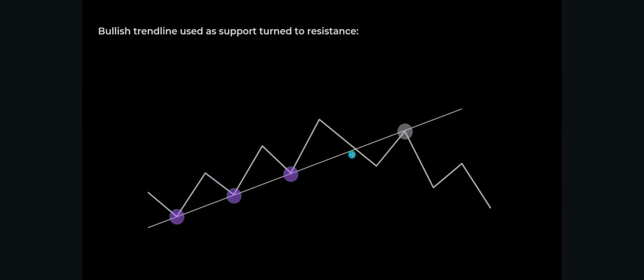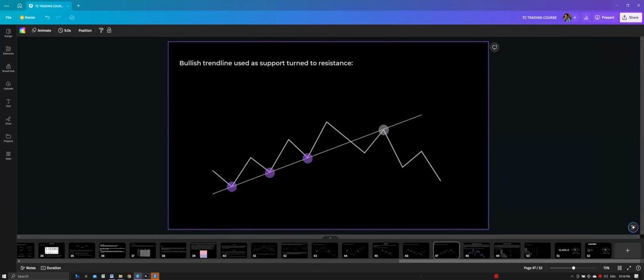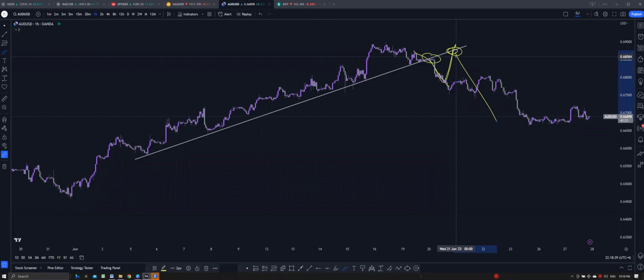So when it comes to trend lines, me specifically, I like to use them on higher time frames to analyze, but on the lower time frames, I like to use them as entries. So let me show you what I mean by this.